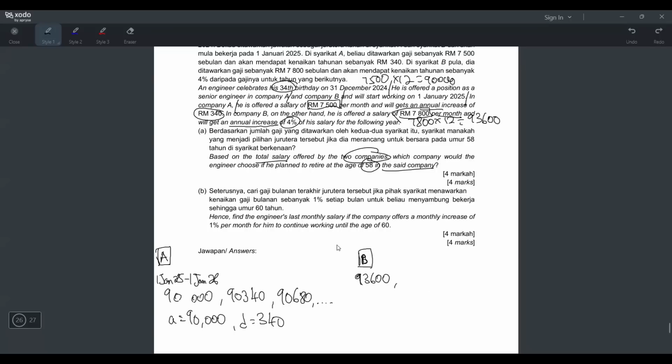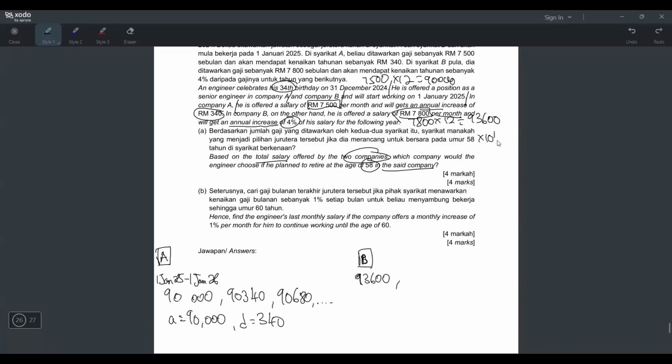So when you increase 4%, what do you do? How to get the second year salary? You will take 93,600 times 4 over 100, and then get the answer. And then afterwards, take the answer plus the 93,600, right? But if you do it like that, it's very slow, right? So if you want to do it fast, you can straight away multiply with what? You just multiply with 104%, right?